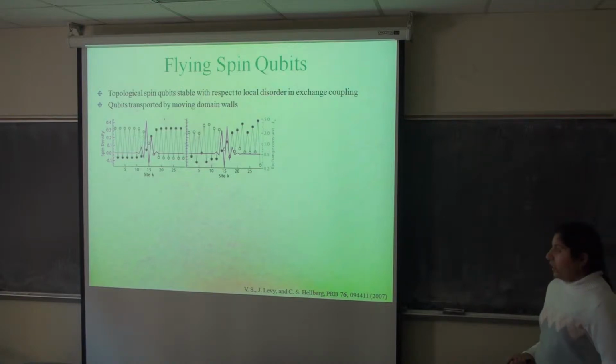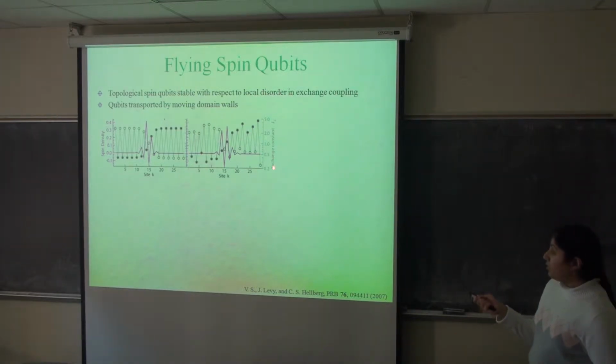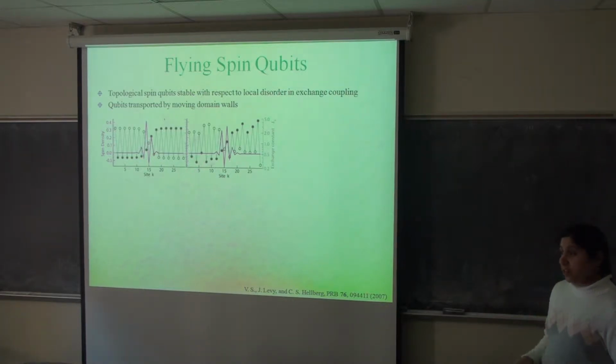So now that we've seen how we can create a topological soliton-like qubit, we can look at what happens to the system when we introduce local disorder into the exchange constants. And so from the staggered order parameter for this case, you can see that the domain wall appears distorted, but the spin density remains localized around the center of that domain wall. And we find that this is true in the case of up to even 50% disorder in the exchange.